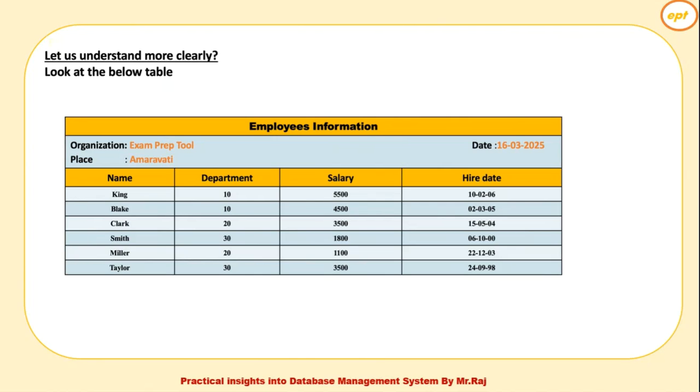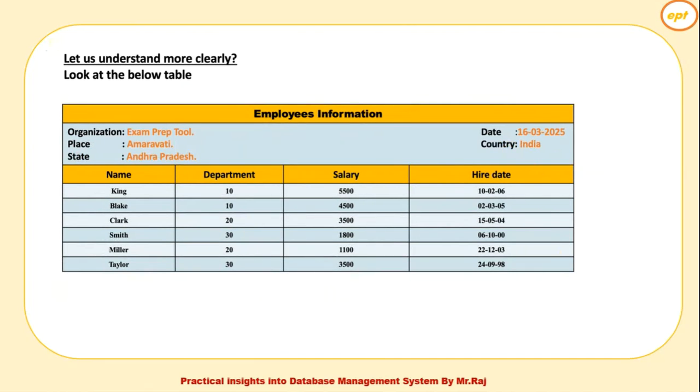Now let me help you with the question again. How do you eliminate this confusion? Amaravati exists in two different states, two different places. How do you eliminate this confusion for the client or your colleague? Let me add one more label to this data. Now see here. I am saying the organization called Exampreptool, which is available in the Amaravati city, the state is Andhra Pradesh and the country is India.